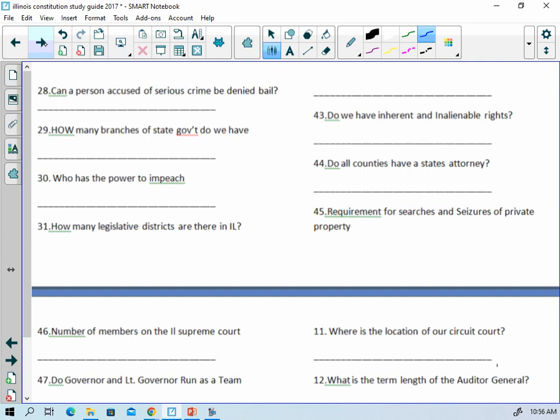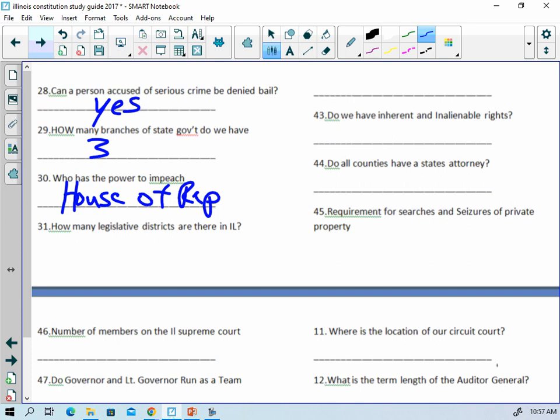28. Can a person accused of a crime be denied bail? Yes. How many branches of government do we have? 3. Who has the power to impeach? The governor, the people, the elected, the governor. I said governor. She's on the right. The House of Representatives in Congress. So the House of Representatives has the power to impeach. Same in the federal Constitution.